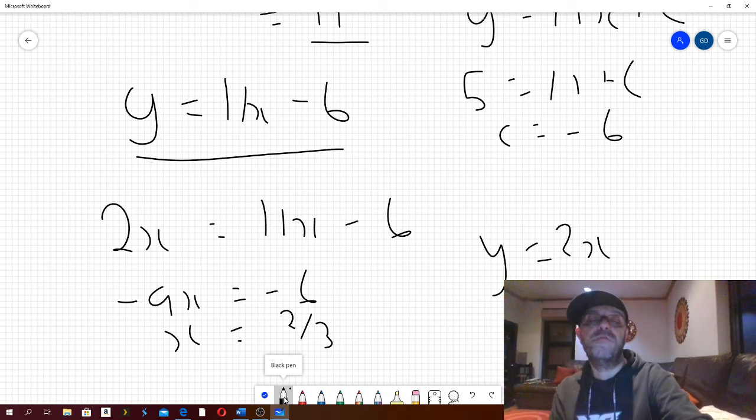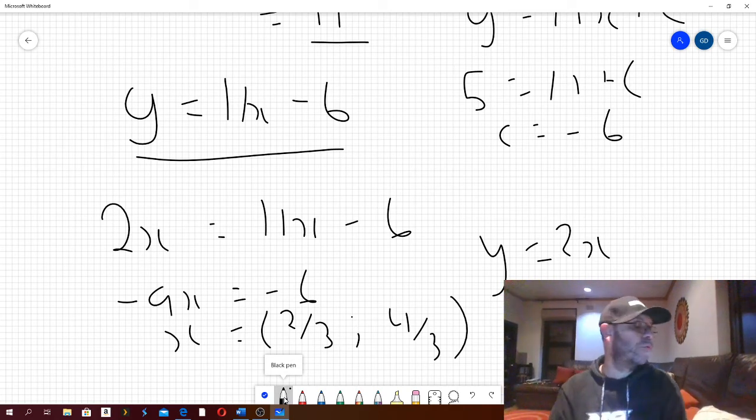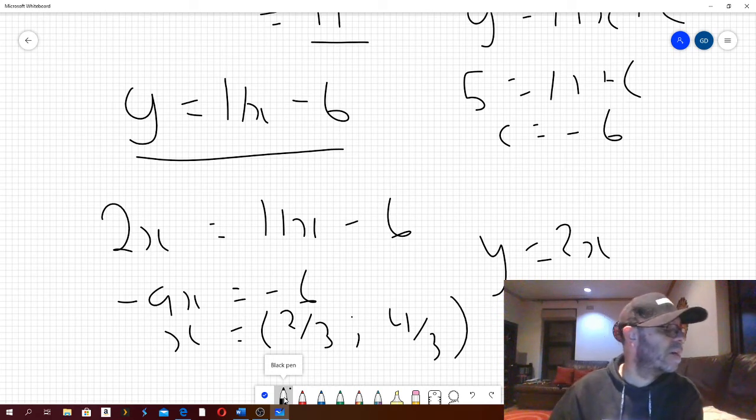2 times 2/3 is 4/3. Okay, so the y value would be 4/3. So this is the point (2/3, 4/3), the point at which the line 2x meets the tangent that we have drawn. Okay.